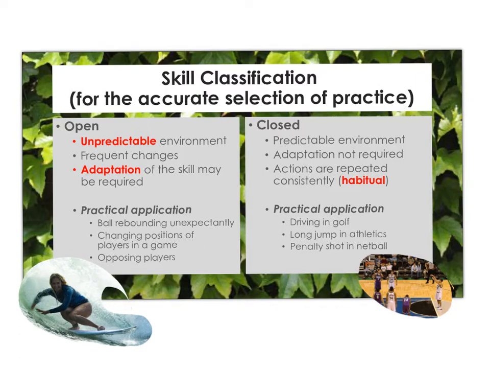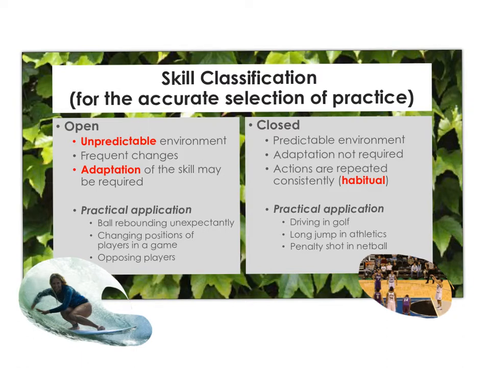So let's start with the open and closed continuum. On one end of the continuum, we have an open skill, which is performed in an unpredictable environment, which involves frequent changes, and the skill may need to be adapted throughout. You can see I've put a picture of a surfer at the bottom, the unpredictable environment being the waves, the frequent changes being her foot placement and weight distribution on the board, and adaptation of the skill if there is some overbalancing or the wave is bigger than anticipated. She will have to adapt or move her skill to stay on the board.